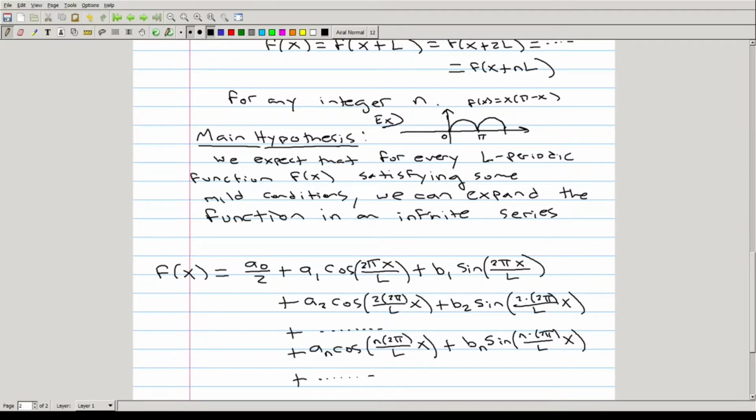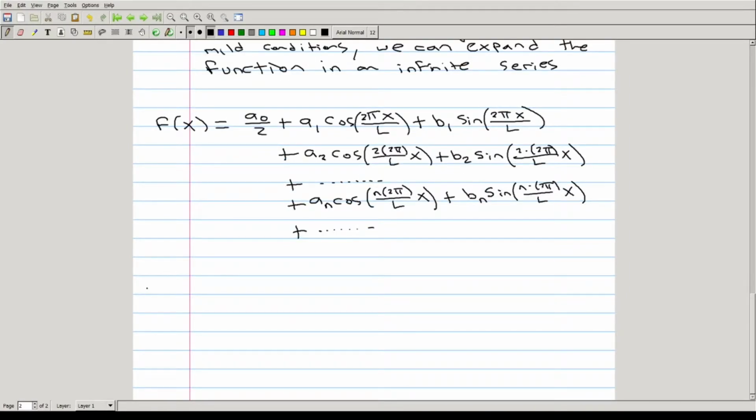For this example, you'll get a function that converges to something like this, which is just the function itself repeated over periods of length pi. And this is exactly what happens.